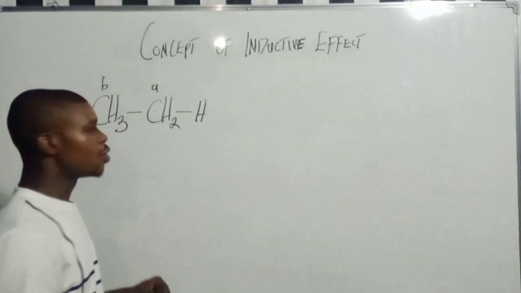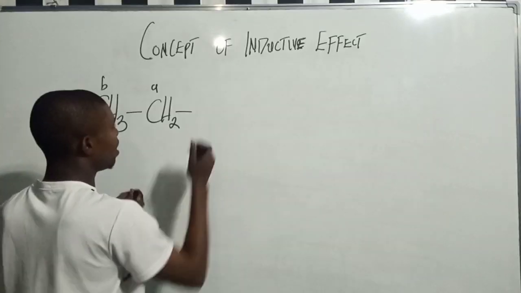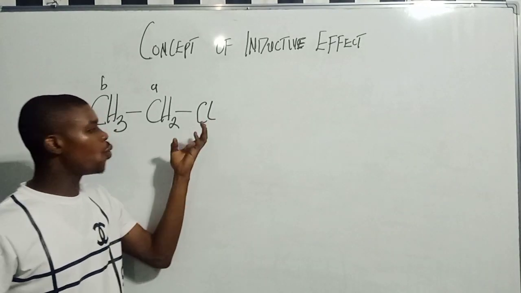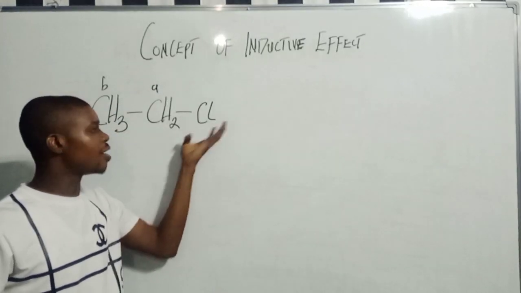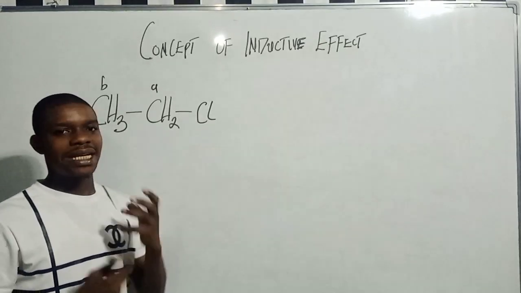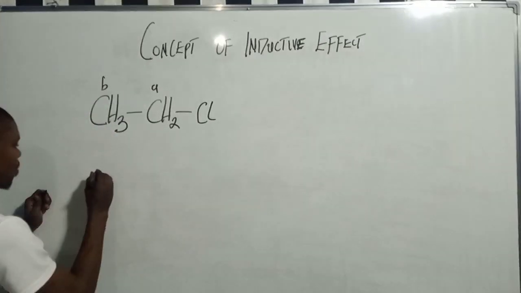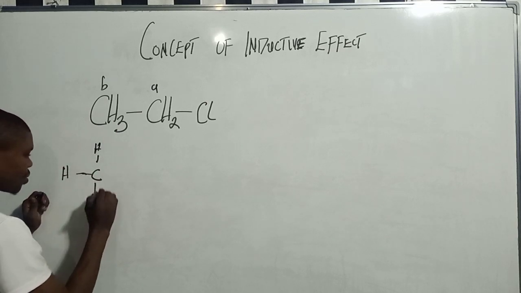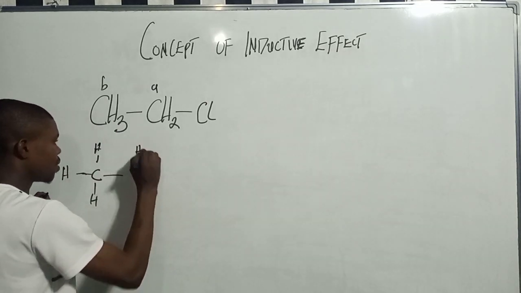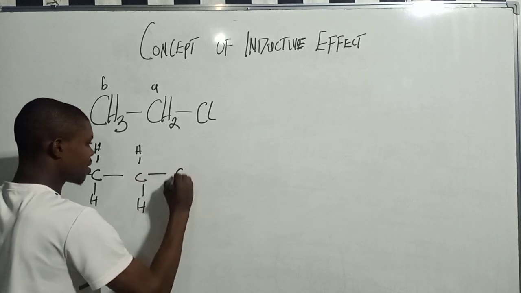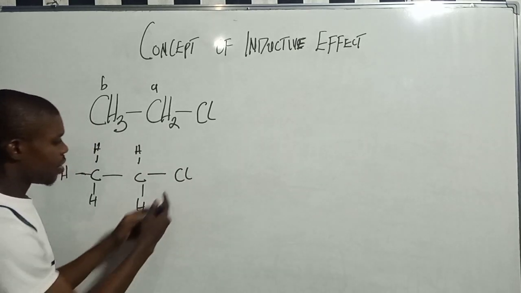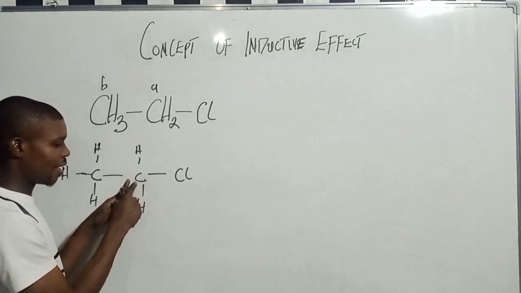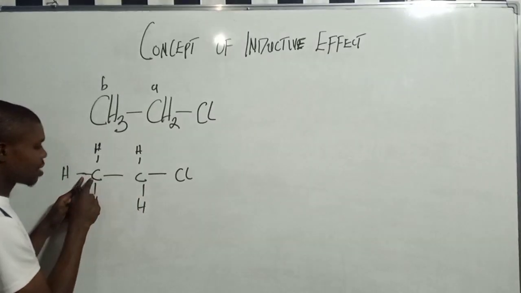But what happens when a hydrogen is removed and replaced by chlorine? This is what will happen here. Here we have carbon, hydrogen, and hydrogen. Then here we have Cl. Do you get that? Now, chlorine is directly connected to carbon, and this carbon is directly connected to this carbon here.